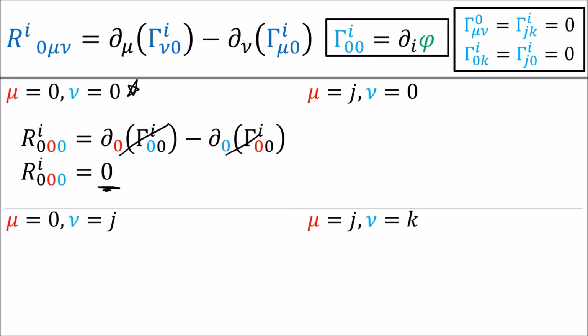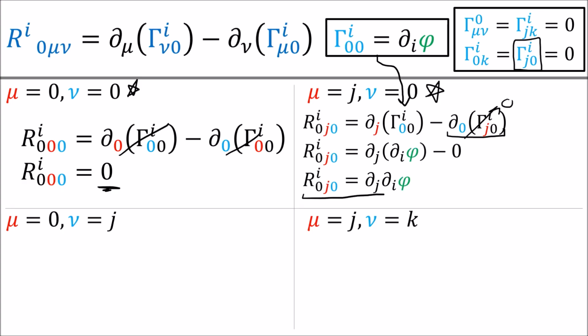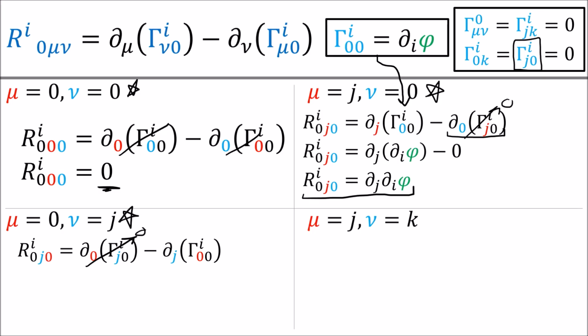components go to 0. For mu with a spatial j index and nu with a 0 time index, the second connection coefficient goes to 0 since it has a lower spatial index. And subbing in gamma i00, we get this for the Riemann components. For mu equals 0 and nu equals j, the first term goes to 0 instead, and we get the exact same components but with a negative sign in front.